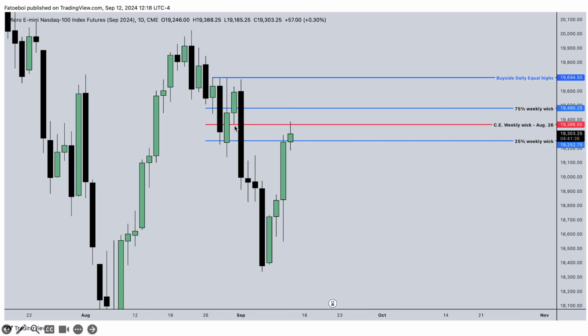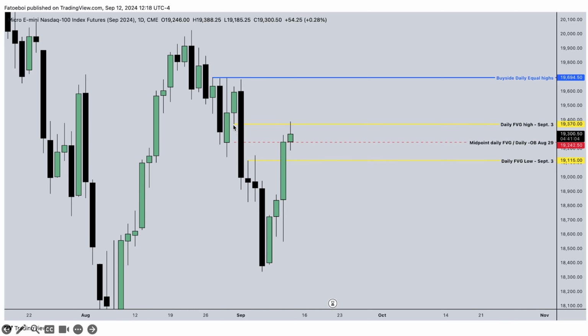This low of the day is almost, I think, the same as the consequent encroachment of the week that we annotated, which also is the same thing. The consequent encroachment of that wick is the same thing as the daily fair value gap of September the 3rd. The midpoint of that is also important. This is not so important, it's just for completeness' sake. You can see it's the daily bearish order block. This opening price, like I mentioned in the previous slide.